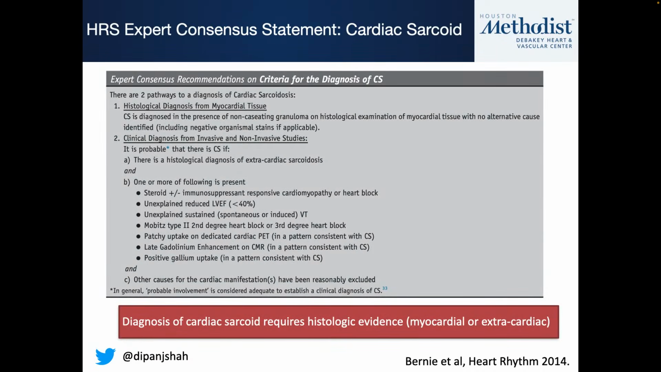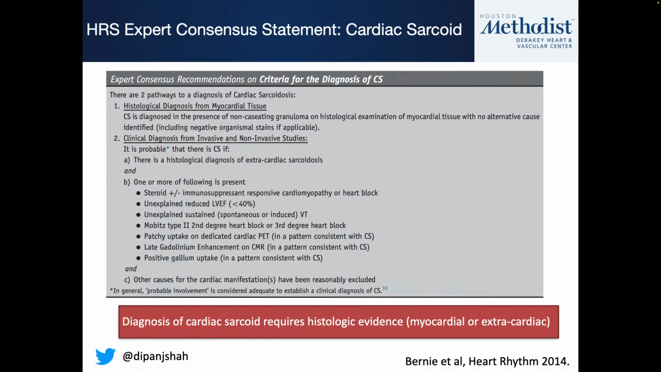And let me spin forward a few years from that original study in 2009, to the Heart Rhythm expert consensus statement that was published in 2014, which I think really identifies two pathways for the diagnosis of cardiac sarcoid. One is a histologic pathway where there's myocardial tissue biopsies that demonstrate evidence of non-caseating granuloma. The other is a clinical diagnosis pathway, which is really based on an extracardiac histologic diagnosis, coupled then with some other features which are listed here.